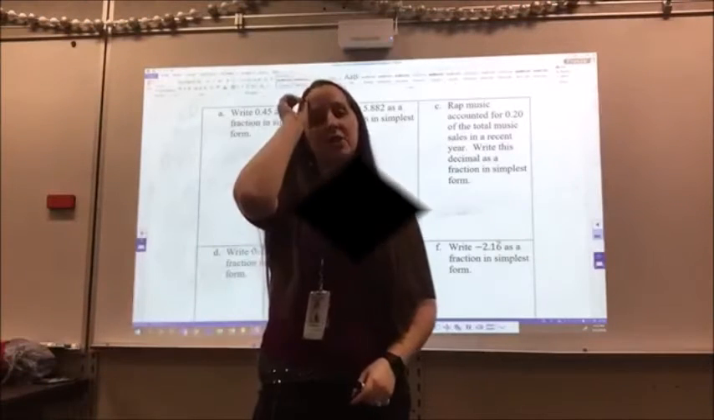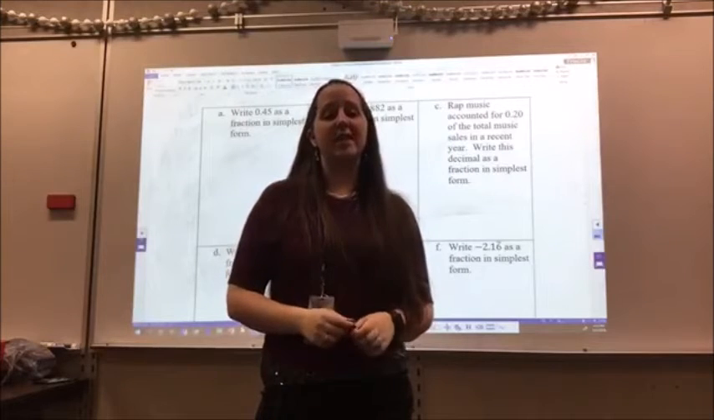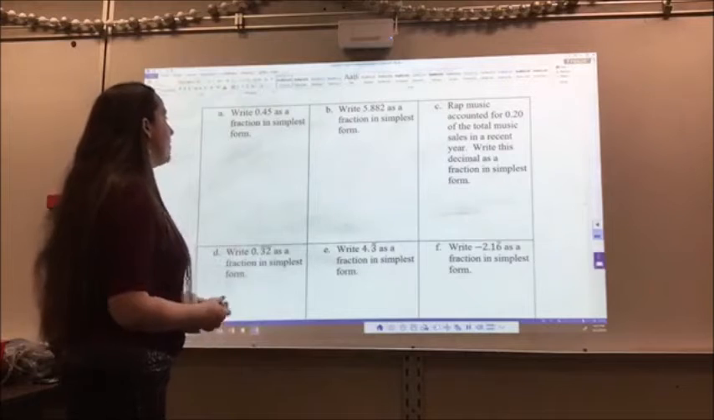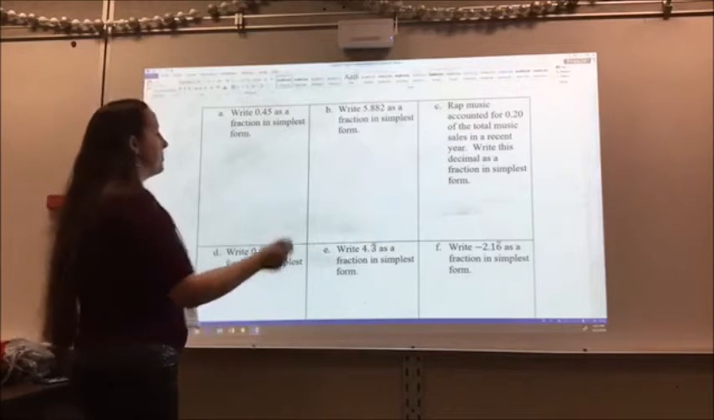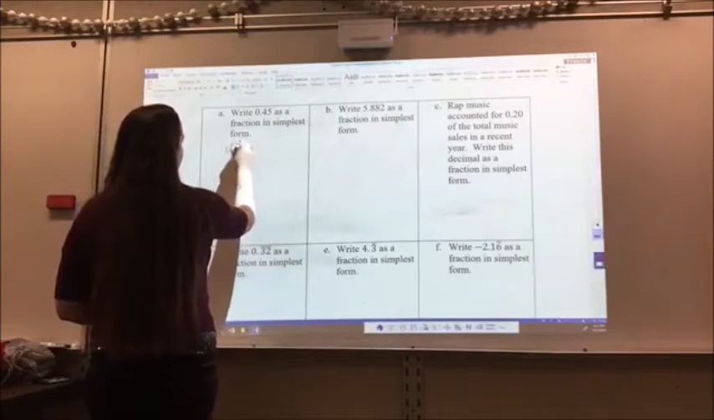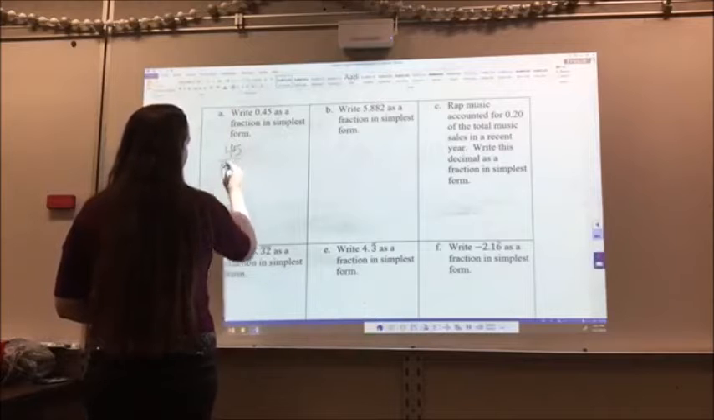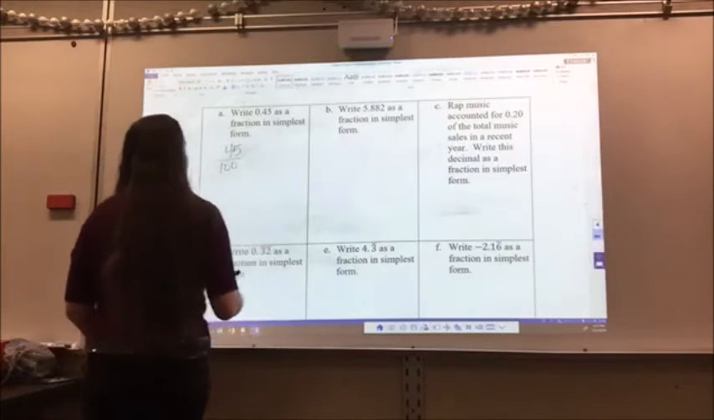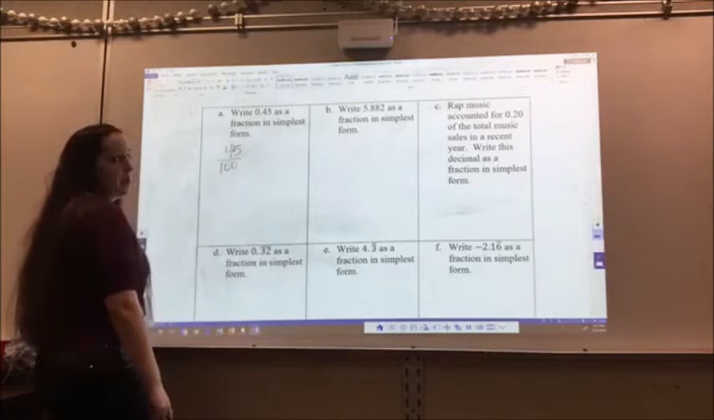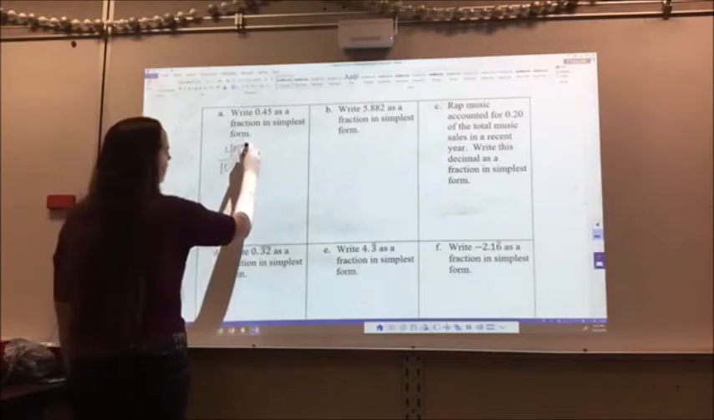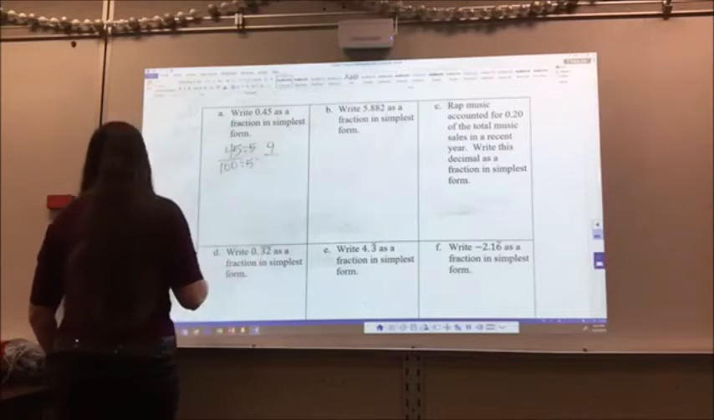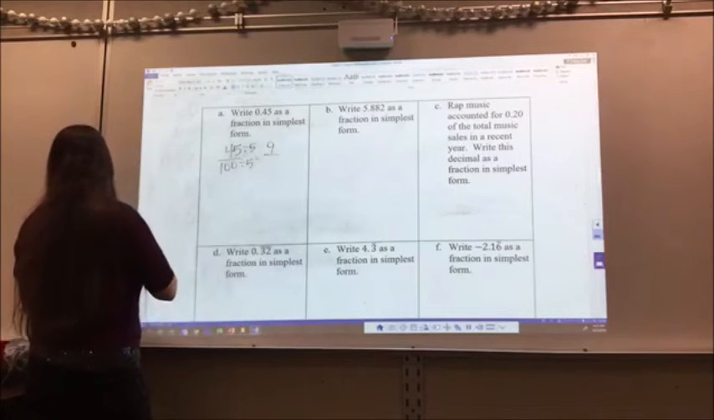All right, now that you've had a chance to try out the try problems, let's go over the answers together. So, letter A says write 0.45 as a fraction in simplest form. So I write it as 45 over 100, okay, and then I figure out what I can divide both of these sides by. 45 and 100 can both be divided by 5. 45 divided by 5 is 9, and 100 divided by 5 is 20.